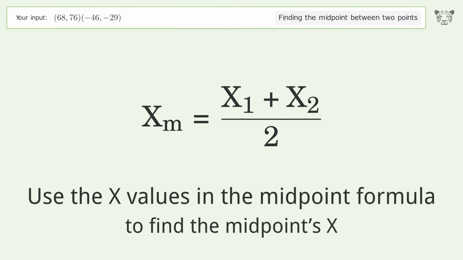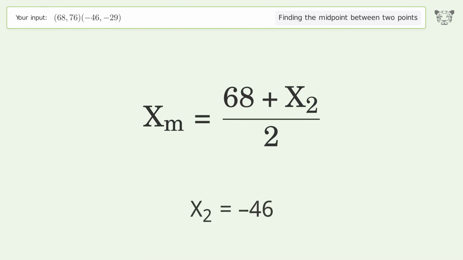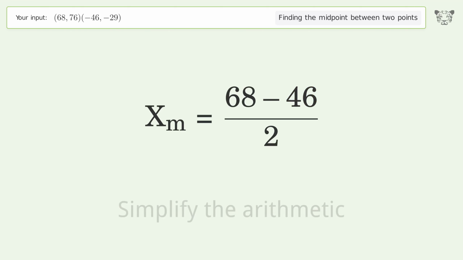Use the x values in the midpoint formula to find the midpoint's x. x1 equals 68. x2 equals negative 46. Simplify the arithmetic.